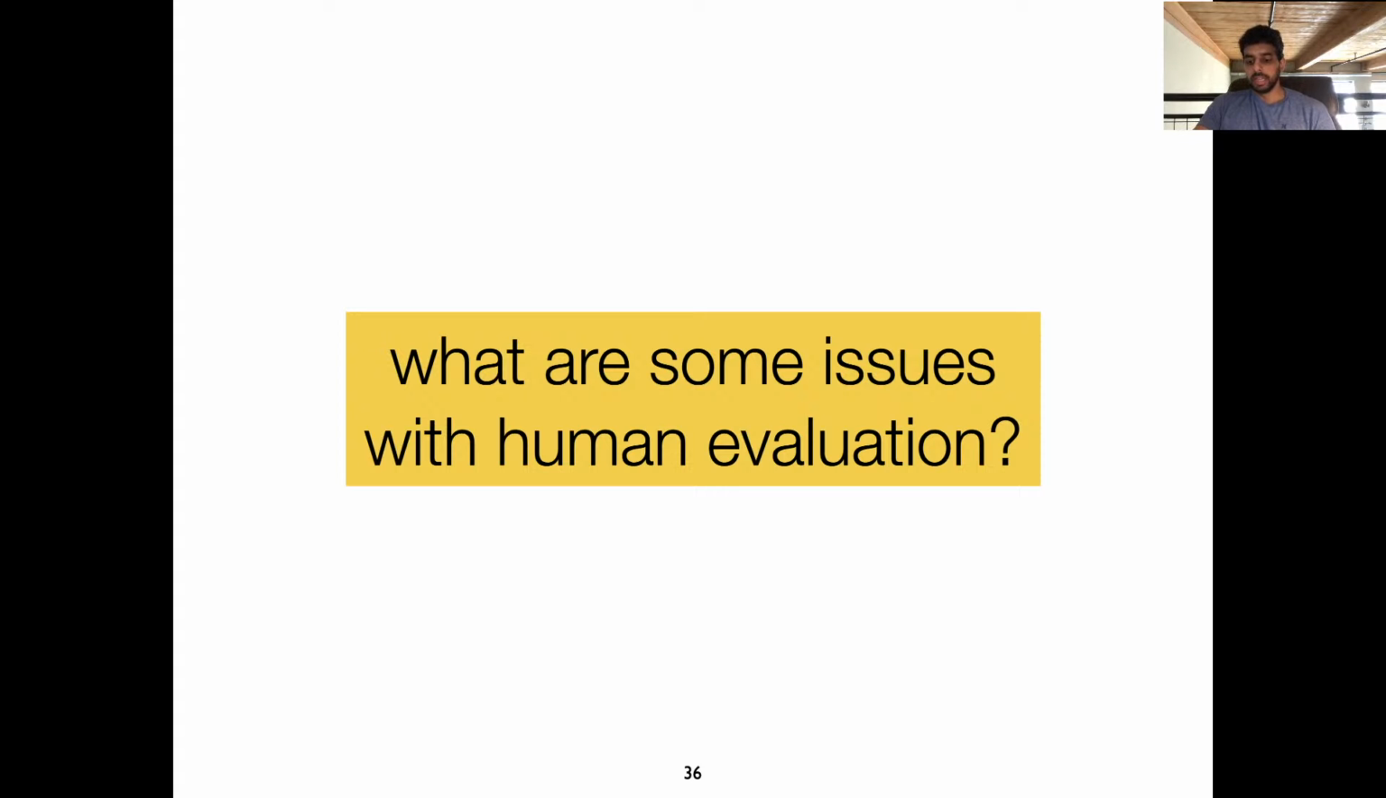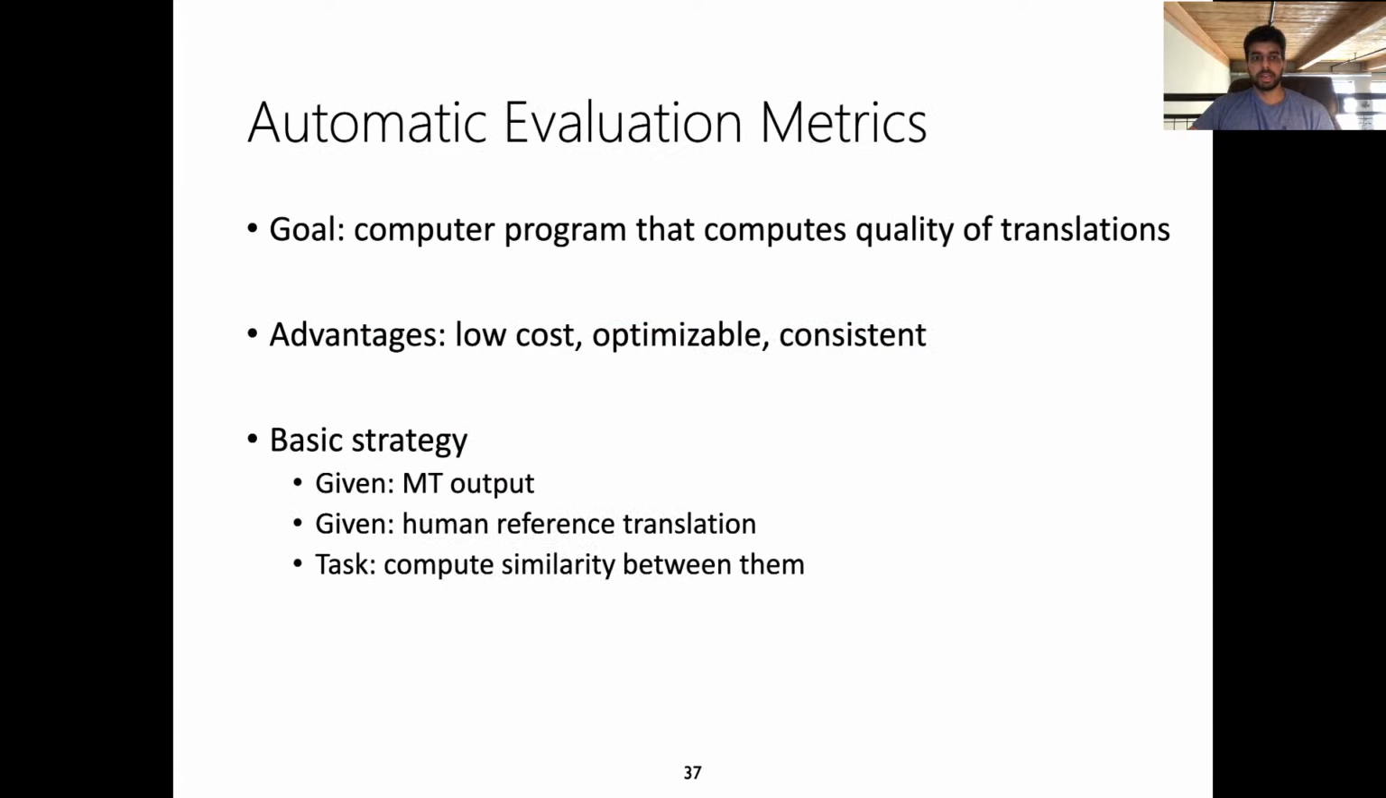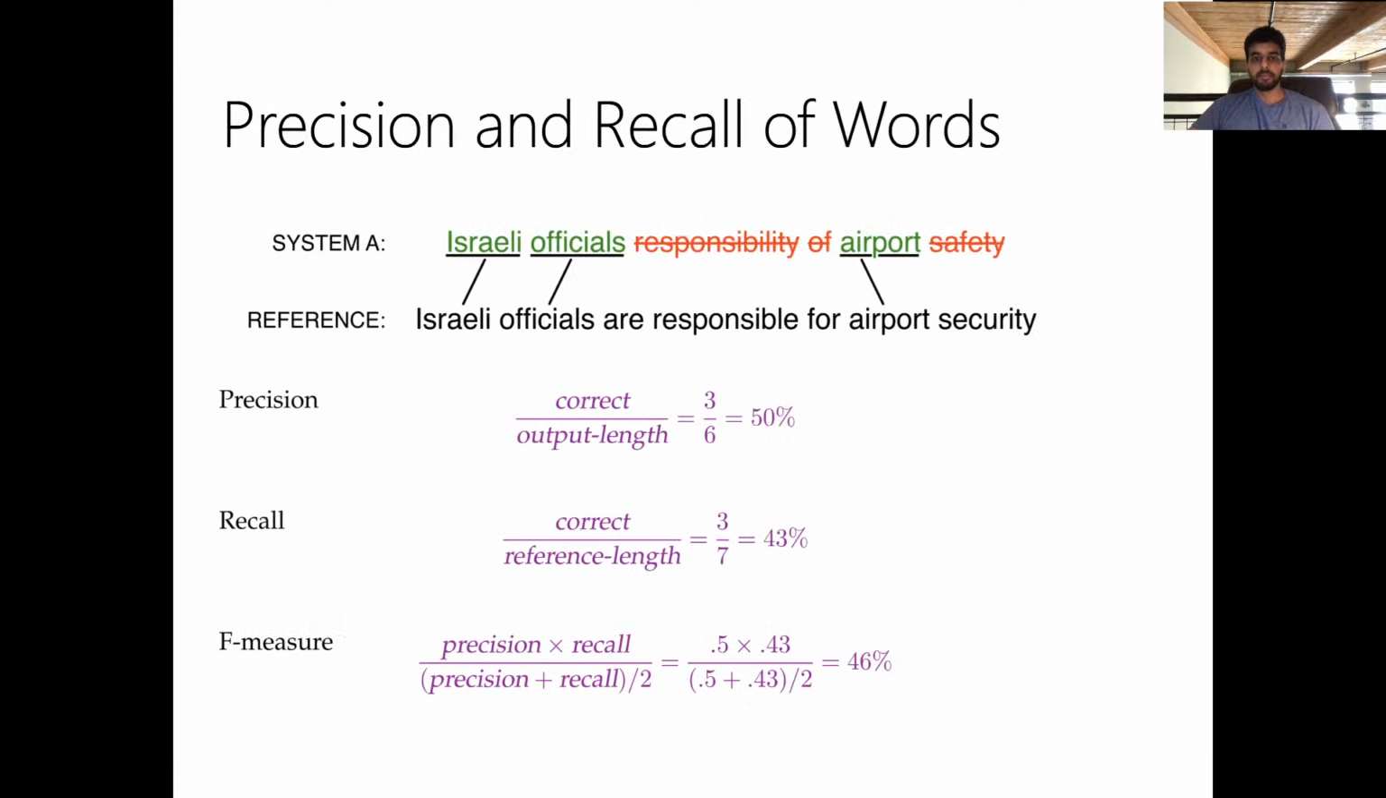And that's why we kind of turn to automatic evaluation metrics. So here we have some sort of automatic computerized way of evaluating the quality of a generated text. And one way you could think about doing this is just simply calculating the precision and recall when compared to some reference sentence. So here, if my system produced Israeli officials' responsibility of airport safety, and the ground truth translation was Israeli officials are responsible for airport security, I could just look at word level overlap, right?